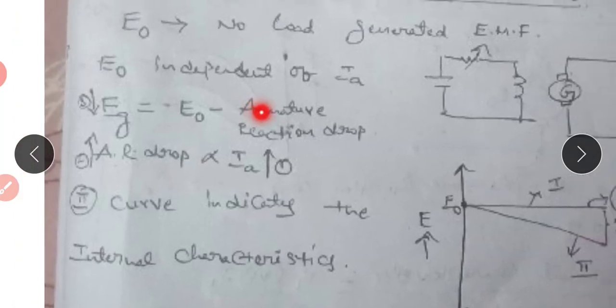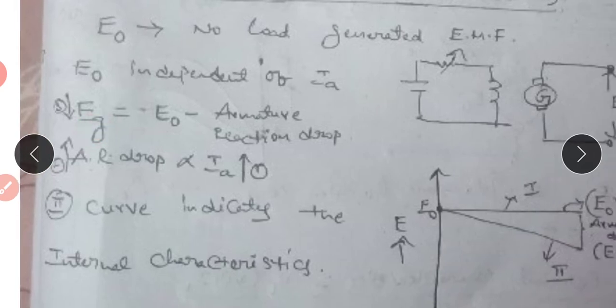So E equals E0 minus armature reaction drop. This armature reaction drop is the difference between the no load generated EMF and generated EMF. At no load condition, the armature current value is approximately equal to 0. If armature current equals 0, the armature reaction effect is negligible. In that case, the armature reaction drop is negligible, so Eg equals E0. Once armature current increases, this armature reaction drop also increases. So finally, the load generated EMF value decreases with respect to no load generated EMF.